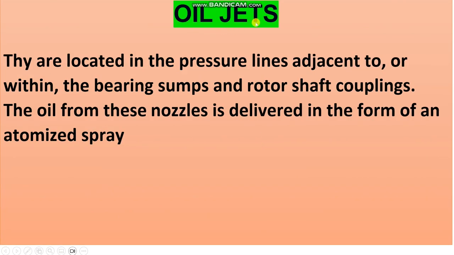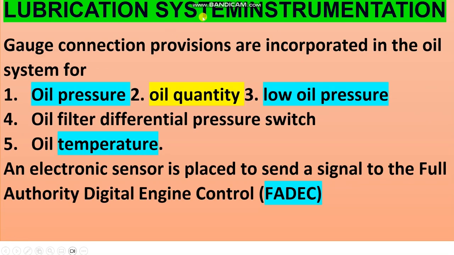Oil jets. Jets means nozzles to go to the bearings or the gears. Lubrication system, instrumentation here. Gauge, connecting. Provisions are incorporated in the oil system for oil pressure, oil quantity, low oil pressure, oil temperature, oil filter differential pressure switch. Okay, then sensors go to the FADEC.